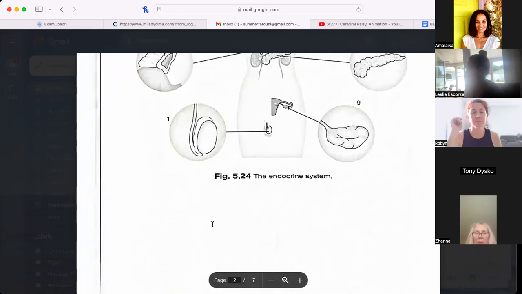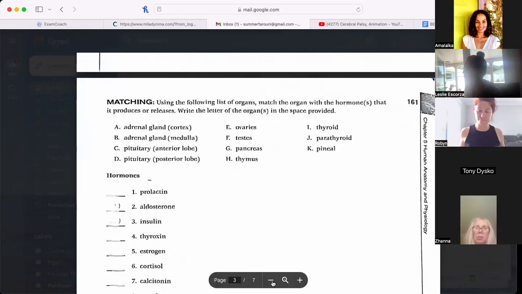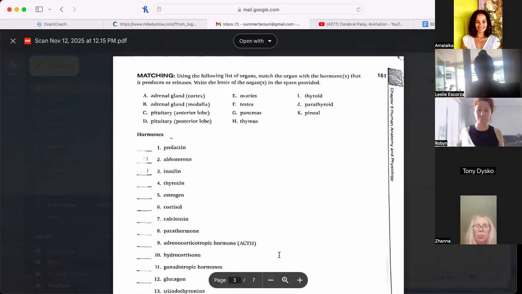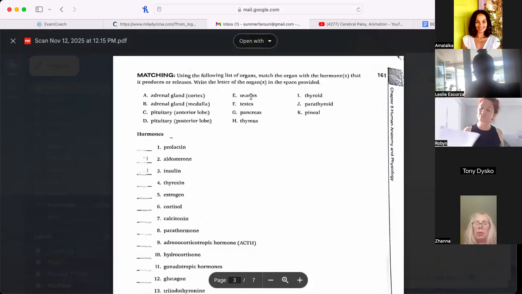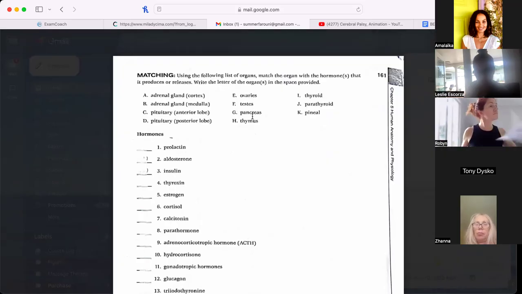So if you did the flashcards, the next part should be easy. Either we do it together, or if you want the time to do it, we can. So we're talking about the adrenal cortex and medulla, pituitary gland, anterior, posterior, the ovaries and testes, the pancreas and thymus, thyroid, parathyroid, and the pineal. We got all of them in here.